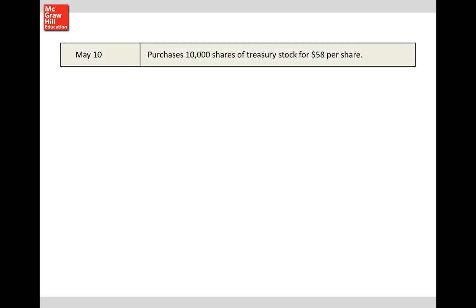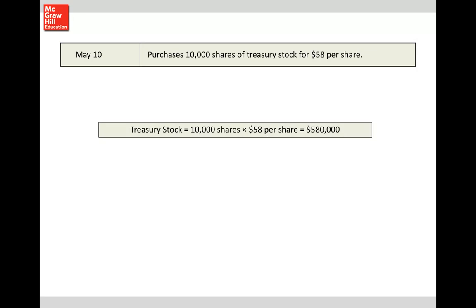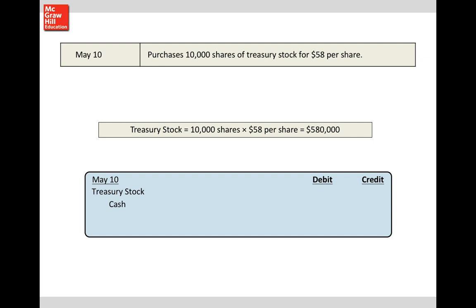On May 10th, the company purchases 10,000 shares of Treasury stock for $58 per share. So the Treasury stock amount will be 10,000 shares times $58 per share, or $580,000. You will credit the same for cash, and this is what it looks like when you purchase Treasury stock.